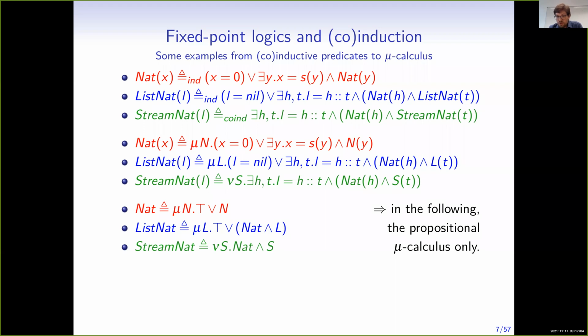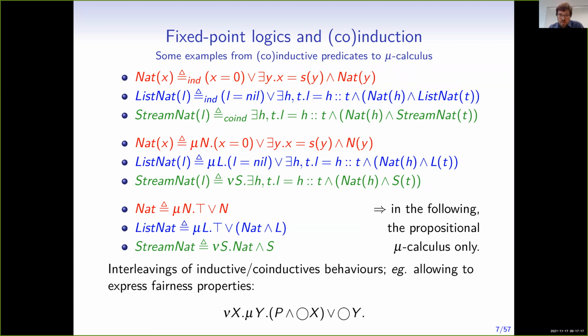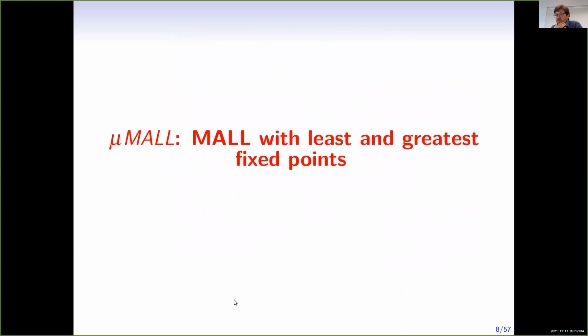In the rest of the talk, I will be only propositional and stay in this fragment, where we have this variant of the μ-calculus, especially a linear logic extension of the μ-calculus. Expressing both least and greatest fixed points gives us the ability to consider interleavings of least and greatest fixed points, and that's important in terms of expressiveness. Especially, we can express, for instance, some fairness properties.